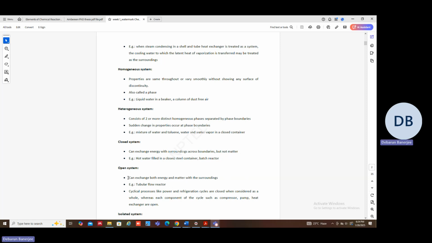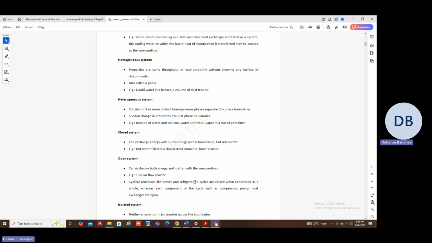On the other hand, a flow reactor or a continuous reactor is defined as an open system, because it can exchange both energy and matter or mass with the surroundings. Okay.